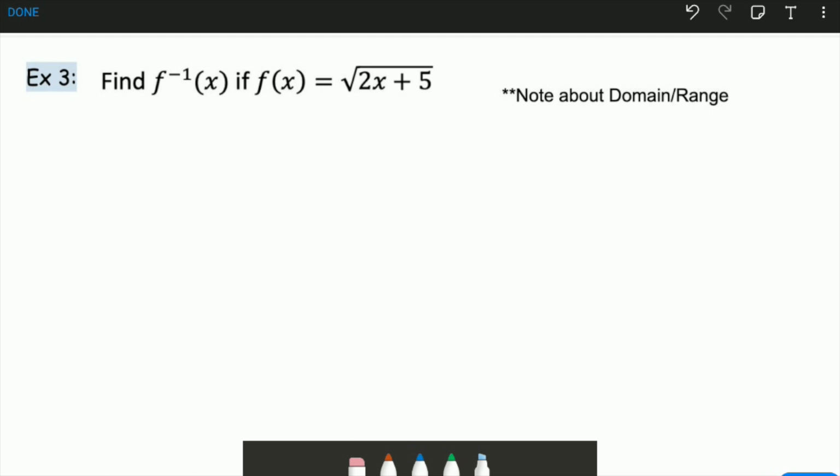Okay, in this example, we're going to be finding f negative 1, which again, this is the notation that says the inverse of f. So we're going to be finding the inverse of the function f of x, which is equal to the square root of 2x plus 5. Now remember, when we start by doing this, f of x is really just y. And to start finding the inverse, we will switch x and y. So instead of y equals, we'll have x equals the square root of 2y plus 5.